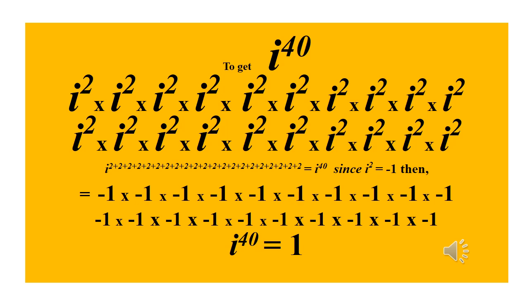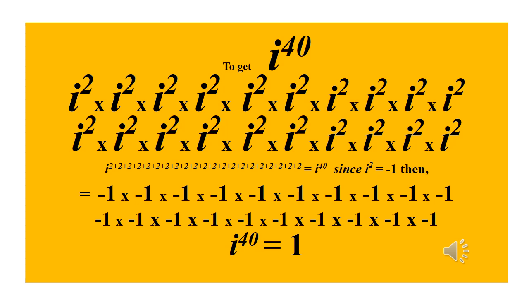That is, i raised to power 2 multiplied together in 20 places, using the law of exponent to simplify it, will give us i raised to power 40. So now we are using that to simplify i raised to power 40. Then since i raised to power 2 is minus 1, it means we can multiply minus 1 in 20 places together. If you multiply minus 1 in 20 places together, it will give us 1.